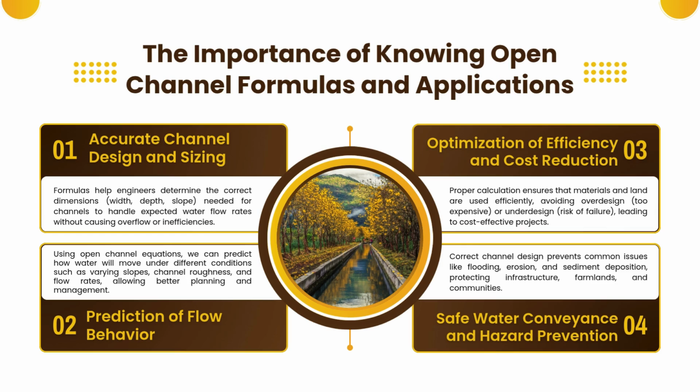So, every correct calculation translates to money saved and disasters prevented. 4. Safe water conveyance and hazard prevention. Lastly, correct application of these formulas ensures safe water conveyance, meaning water moves exactly where we want it, without causing damage. This is especially important in places prone to erosion, like hilly areas or riverbanks. A well-designed open channel will reduce water velocity in sensitive spots and prevent scouring or sediment buildup. That protects farms, roads, buildings, and even entire communities from the risks of flooding and land degradation.